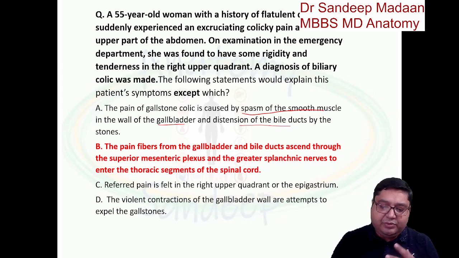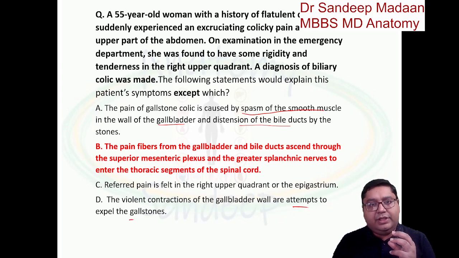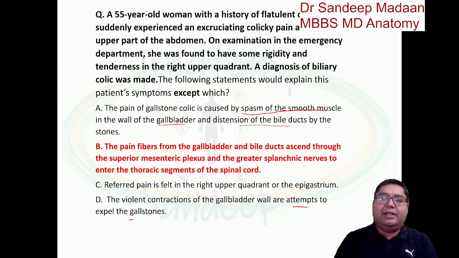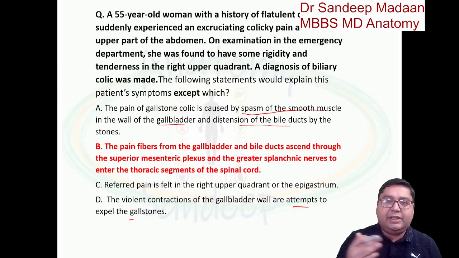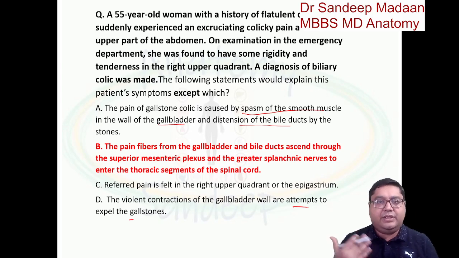But why are the smooth muscles contracting so frequently? Choice D explains that. These violent contractions are an attempt to expel the gallstones, because the stones are causing an obstruction, so the muscles try their level best to expel them. And the referred pain will be seen in the right upper quadrant, the hypochondrium or the epigastrium, which is the recognized site for cholecystitis or gallbladder stones.